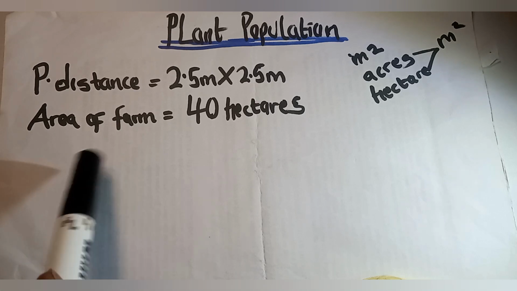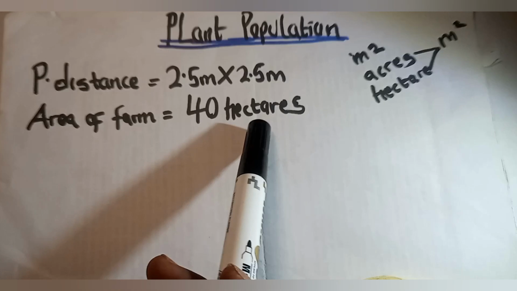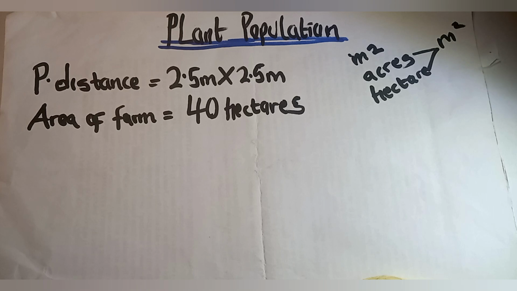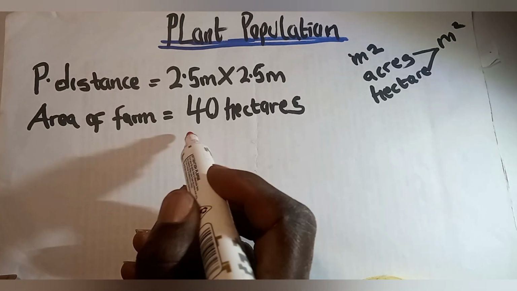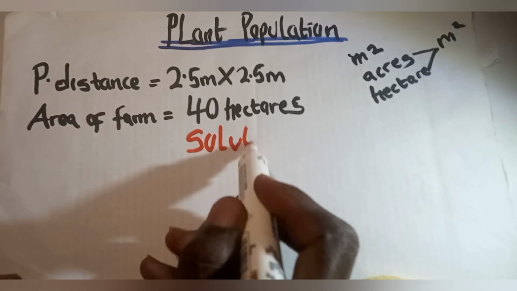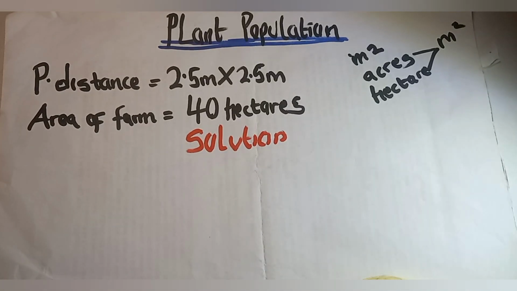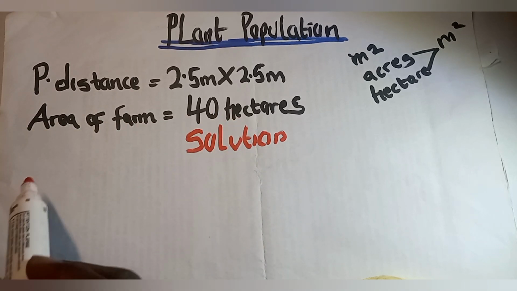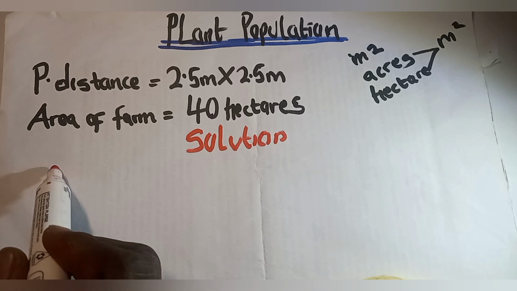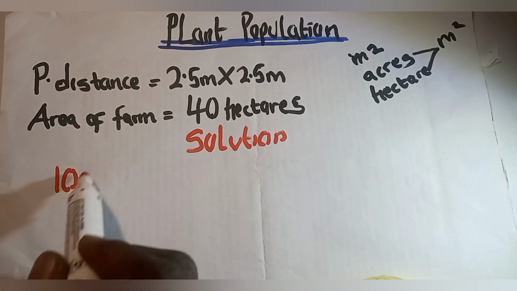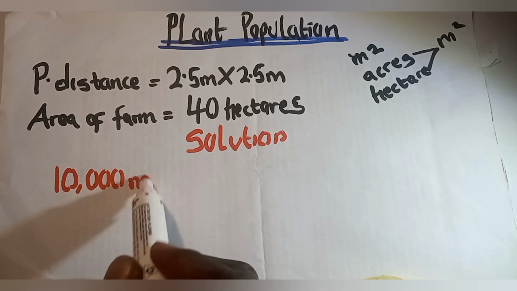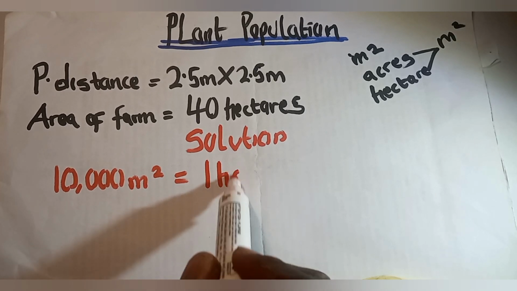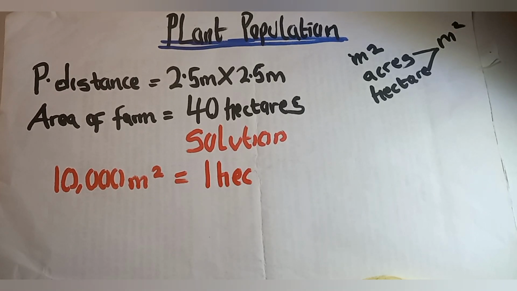Now, how do you do that? If you look at this, the area of the farm is in what? Hectares. So I have to convert this 40 hectares to meter square. That's what I'm going to be doing right now. First thing is the solution. Don't forget, 10,000 meter square is equal to 1 hectare.